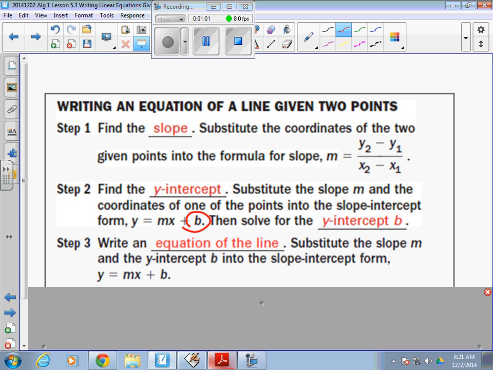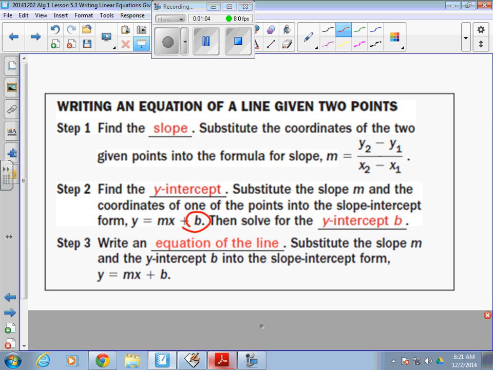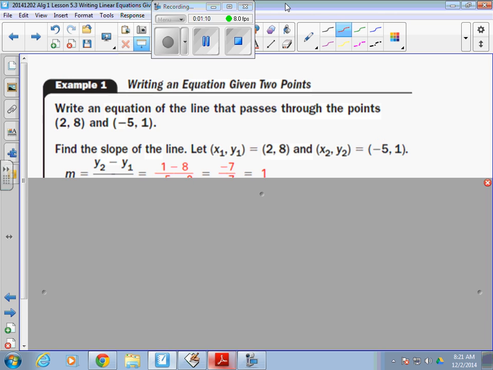Once you have the m and the b, just simply write y equals that m you found times x, and then plus that b you found. Example number 1 is going to show us how to do that.